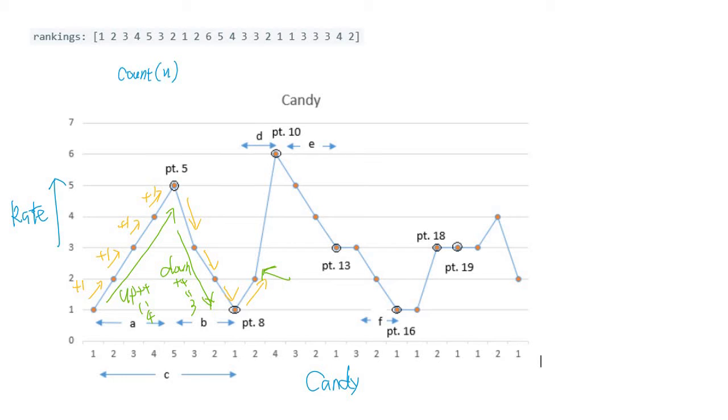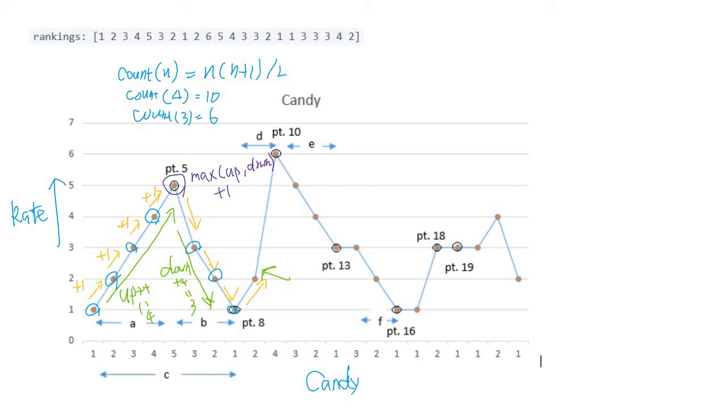We can call the function count_n, which is calculated as n multiplied by n plus 1, divided by 2. So count 4 is 10 and count 3 is 6. So we calculated the candy counts in the left slope and also in the right slope, except the peak point. We can include the candy count of the peak point, the max value of up and down, plus 1.